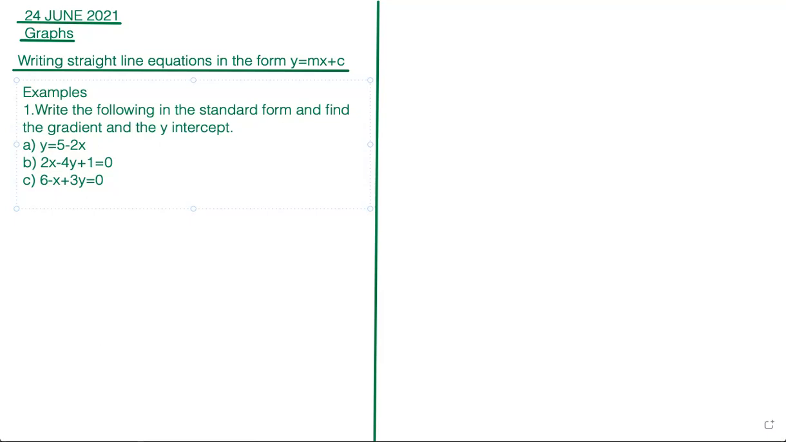Okay, so let's look at the solutions to this. Like I said, this is basically you making y the subject of the formula, and making sure it is in the form y is equal to mx plus c.